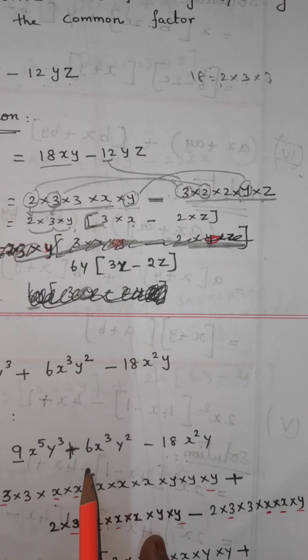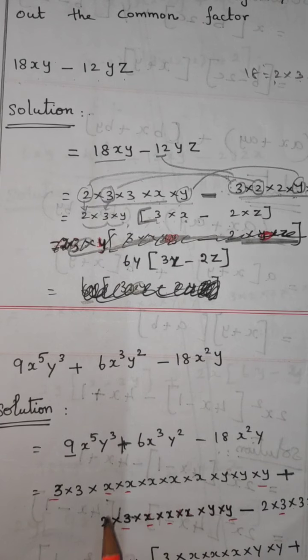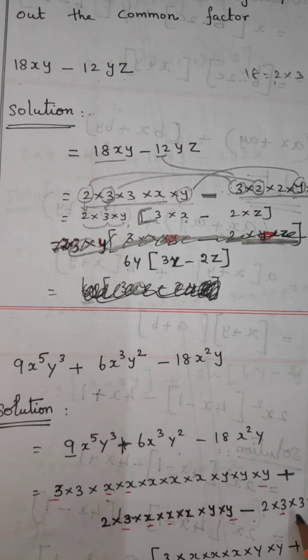So how to expand 6? 2 3s are 6, 2 into 3. x cube is x into x into x. y square is y into y. Minus 18, how to expand? 2 into 3 into 3, into x squared, x into x, and y.